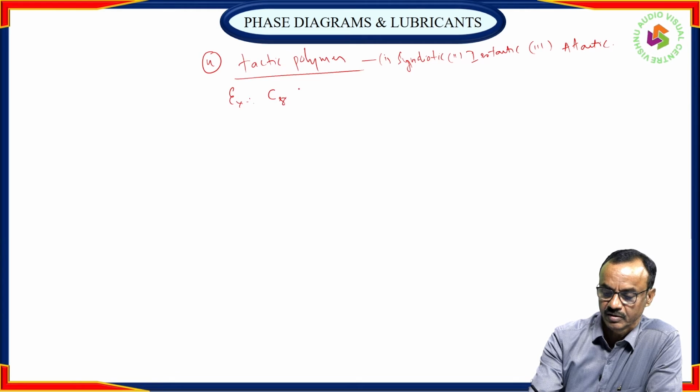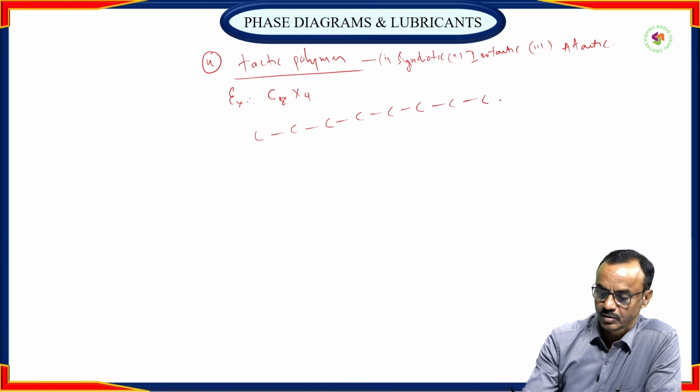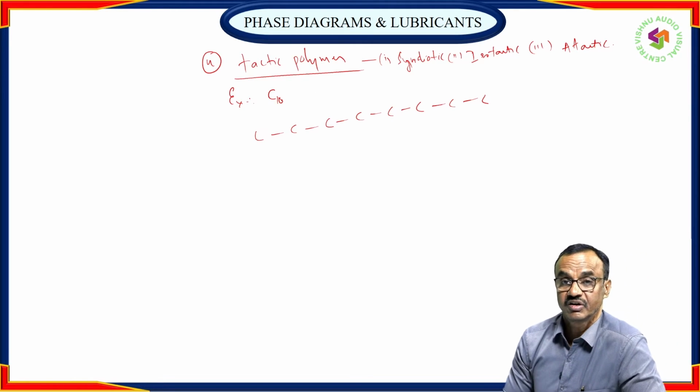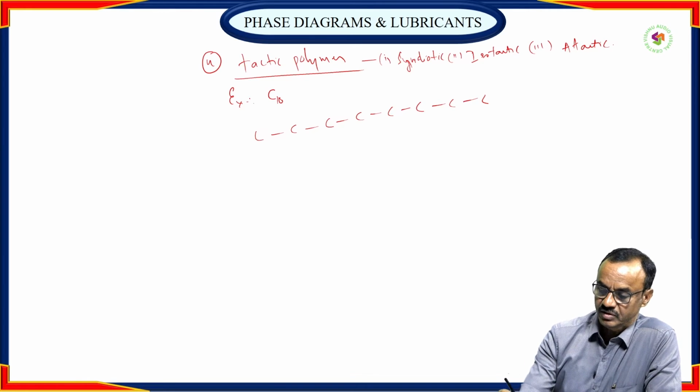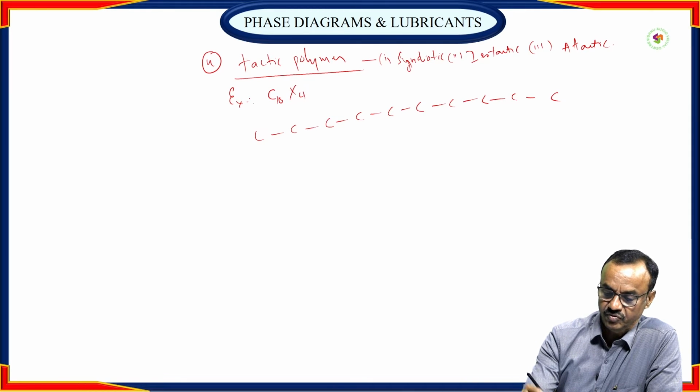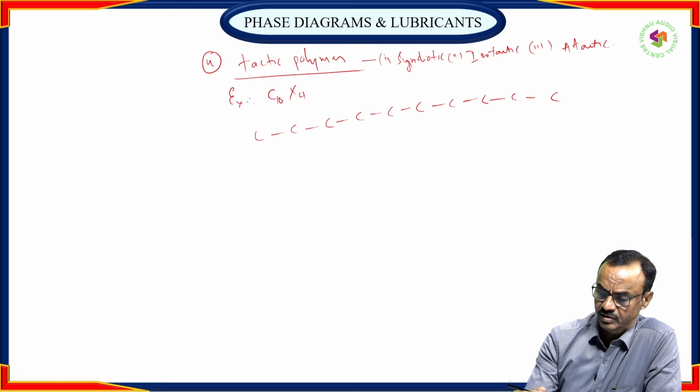C8, X4. I will write the number of carbons, C8. One, two, three. Otherwise, I will take C10. The carbon chain, the polymer chain, let us assume consists of 10 carbons. 3, 4, 5, 6, 7, 8, 9, 10. So how many oxygen atoms attached? How many? So I will take 6 instead of 10.